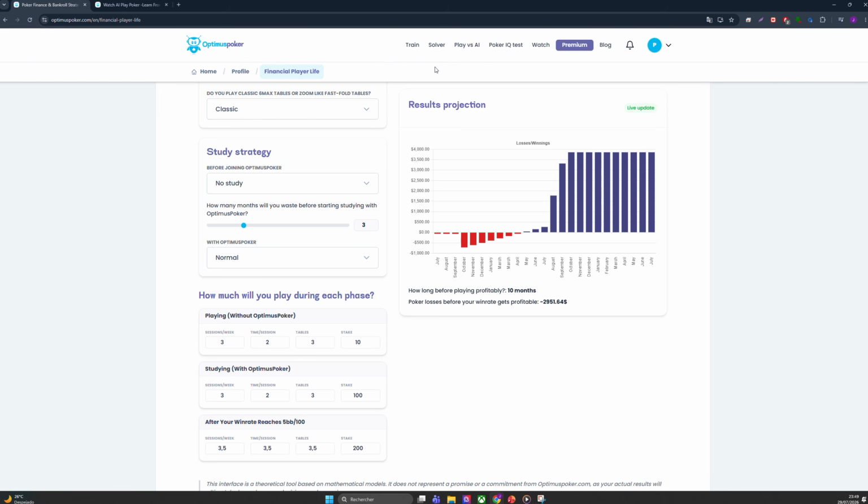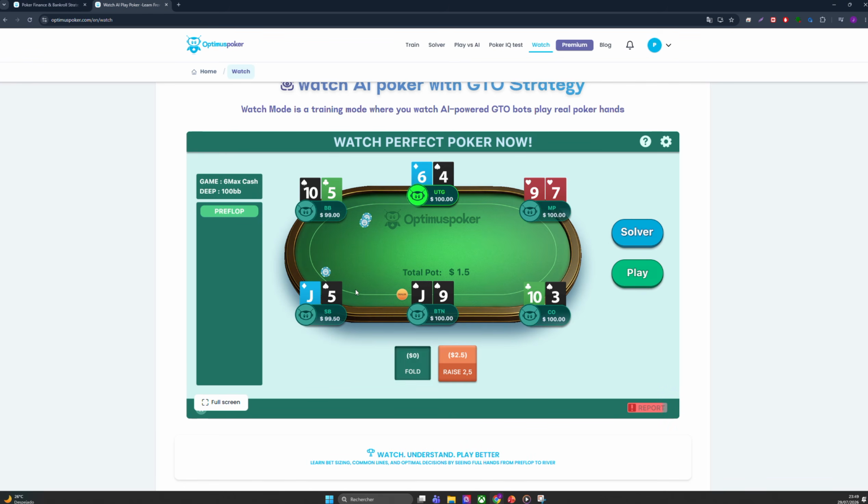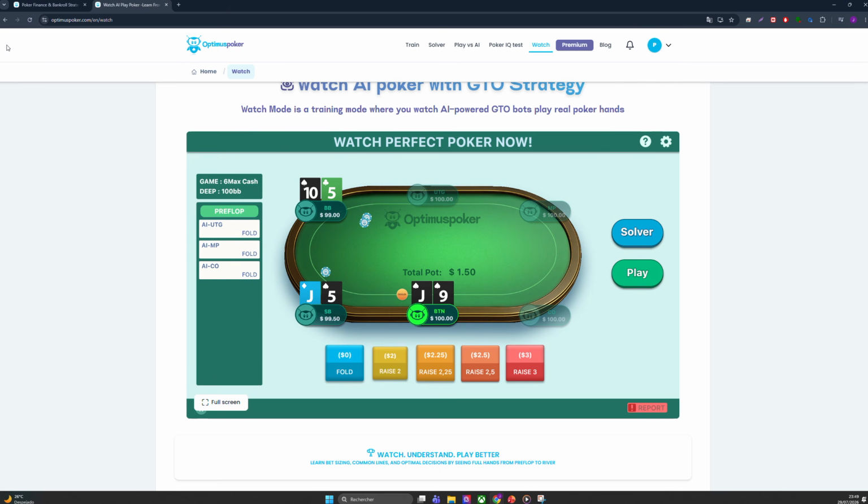train to fix your leaks, you can detect your leaks, you can practice against the AI bots, you can run a poker IQ score to know where you stand compared to the population, and you can even watch the AIs playing one against the other ones. So like in this example, we can have a look later.